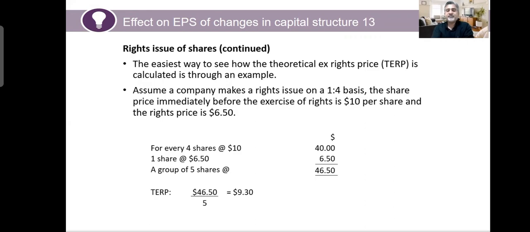The share price immediately before the exercise of right was $10 per share, and the right price is 6.5. So they are giving 1 share for every 4 shares held at 6.5. Previous price was 10, so 4 into 10 is 40, plus 1 into 6.5, that is 46.5, divided by the total number of shares, which is now 5. 9.30 will be your TERP.